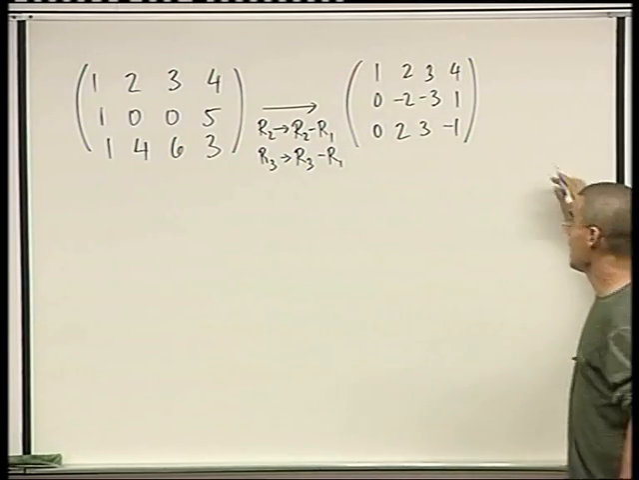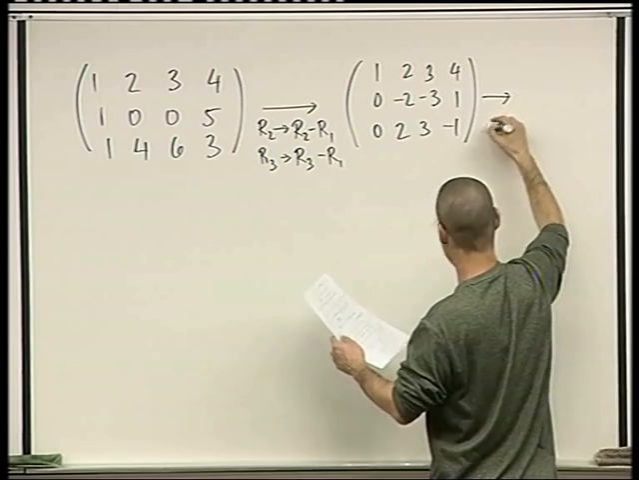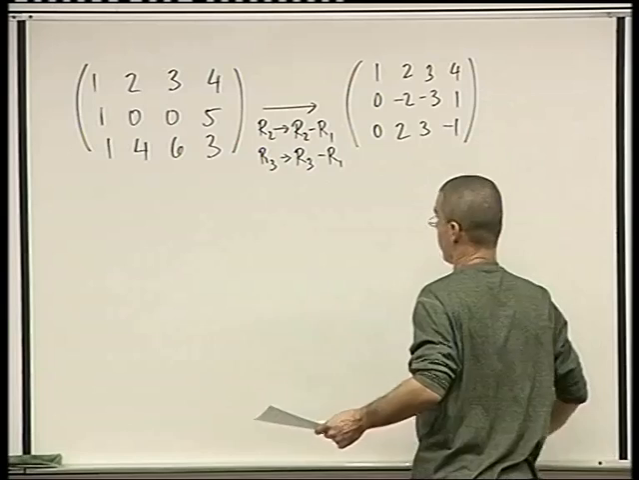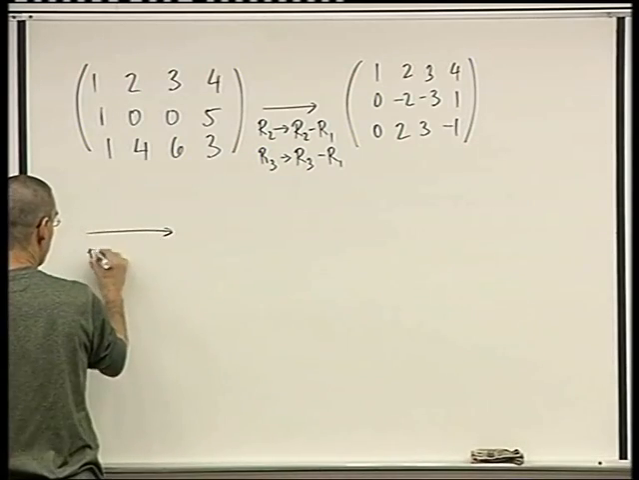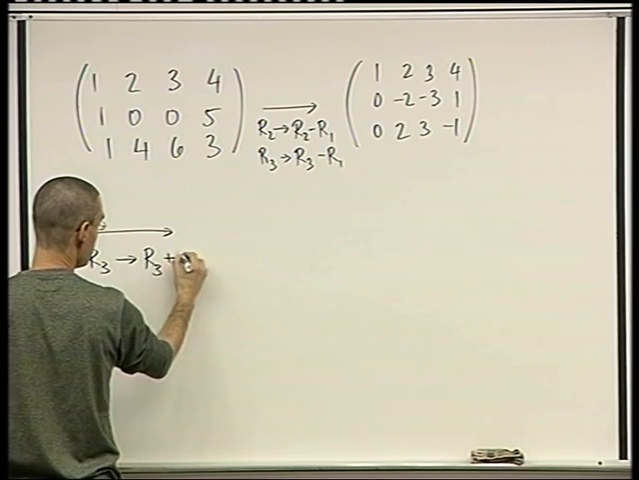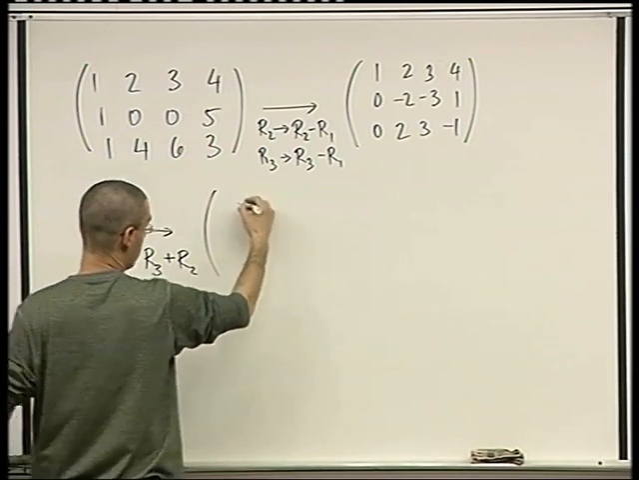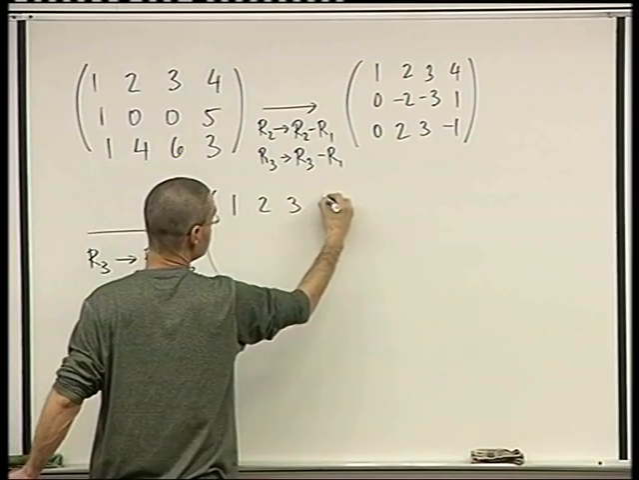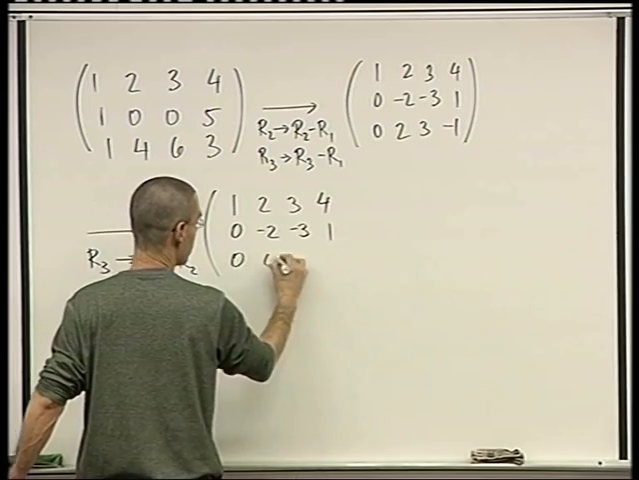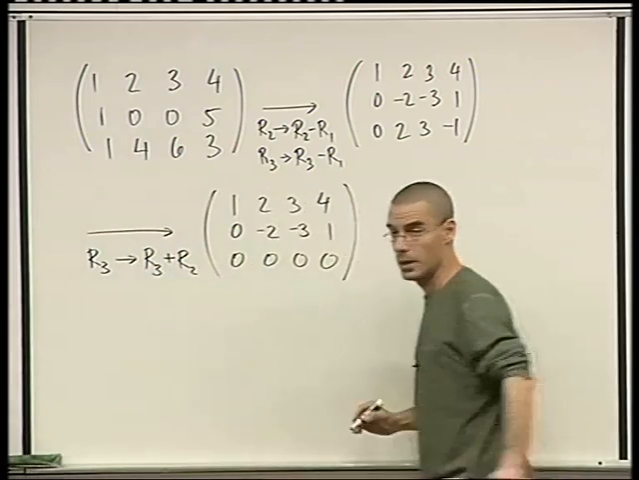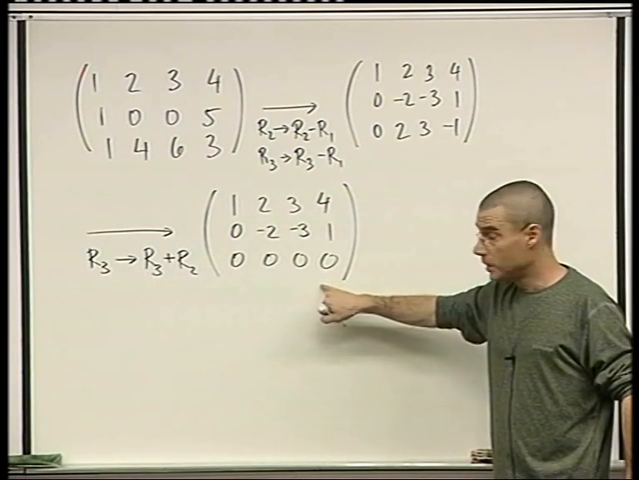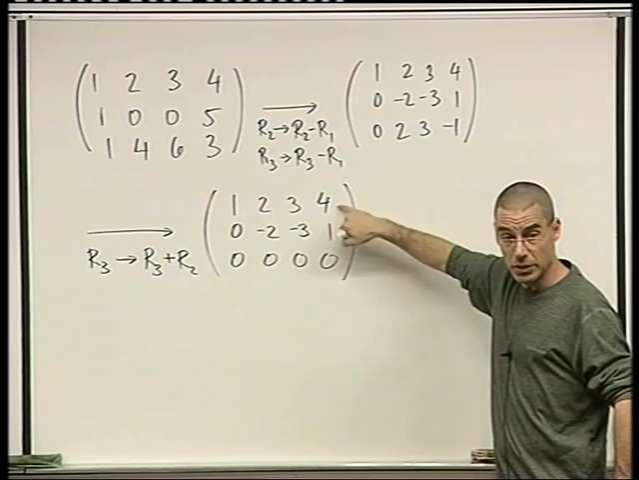Good? And then one more step: R3 becomes R3 plus R2, and I get the zero row. So since there's a zero row here, only these two rows are linearly independent.